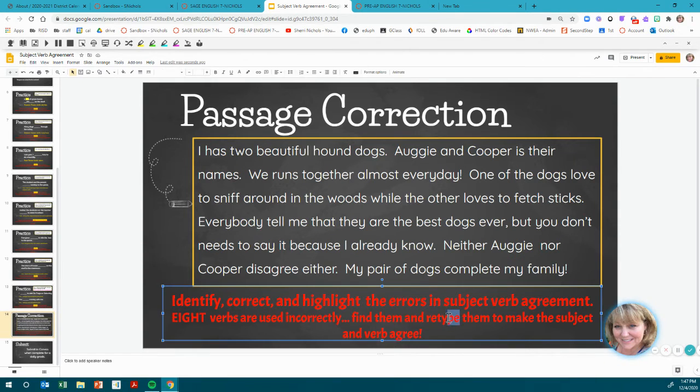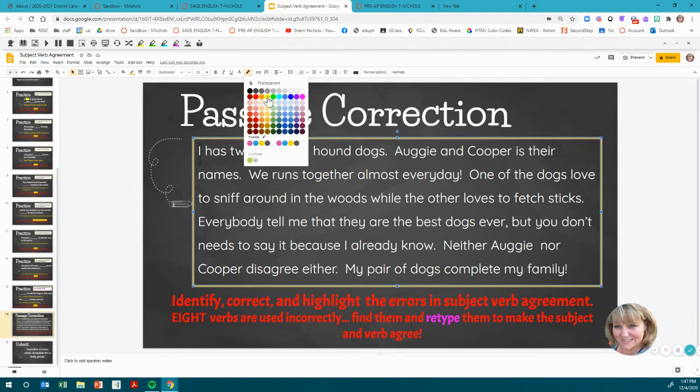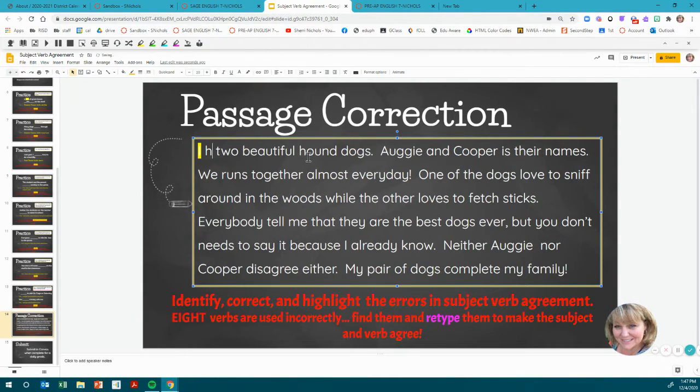So when you retype them, I also want you to change the color. You can choose the color. I'm going to choose to make mine kind of this hot pink color. So retype them. I has 2 beautiful hound dogs. Well, obviously the subject is I. And I'm going to highlight that. I has. This is incorrect. So I'm going to retype it.